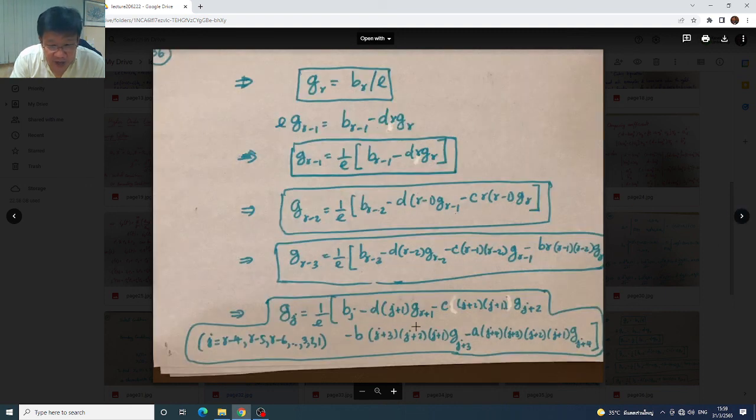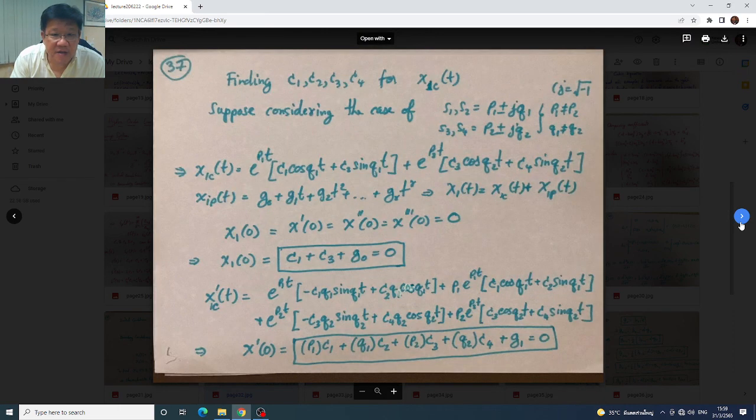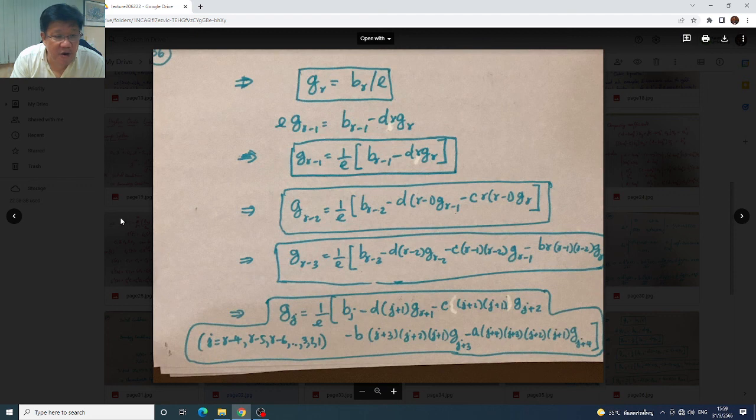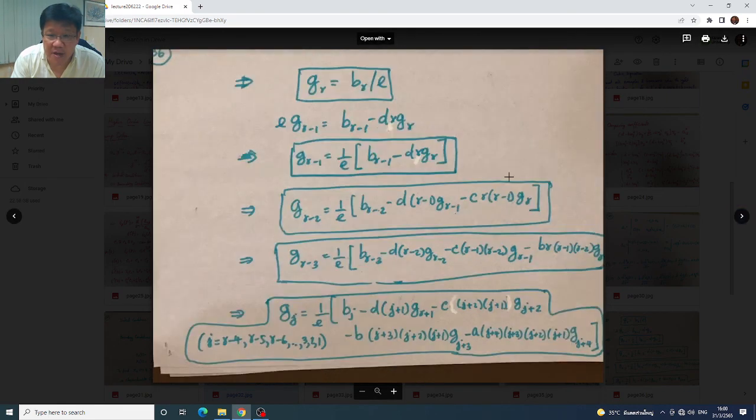So there's something you need to change here. Change the subscript r here to g sub j, j plus 1, and j here r minus 4, r minus 3, r minus 6, up to 3, 2, 1 and 0, because you can find g sub 0 here also in the first equation. So you already find what we call the x1 particular solution as a function of t, because you can now find all the coefficient elements g sub 0 to g sub r in terms of the system parameters by using this formula.